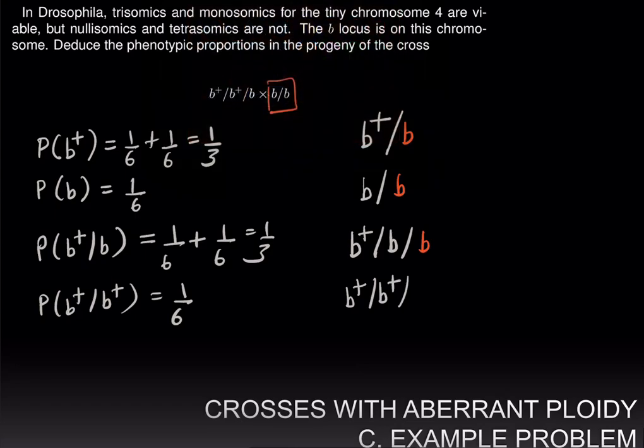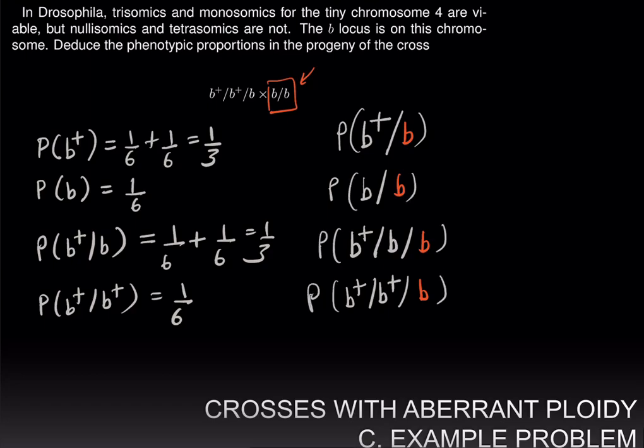over little b. And since all the gametes of this individual are little b, the probabilities are simply the probabilities of the different gametes from the trisomic individual. And so this is 1/3, this is 1/6, this is 1/3, and this is 1/6.